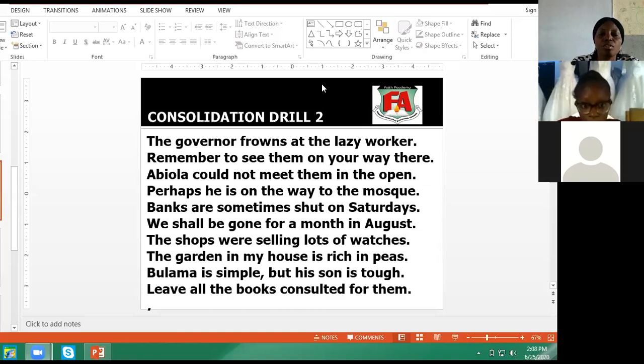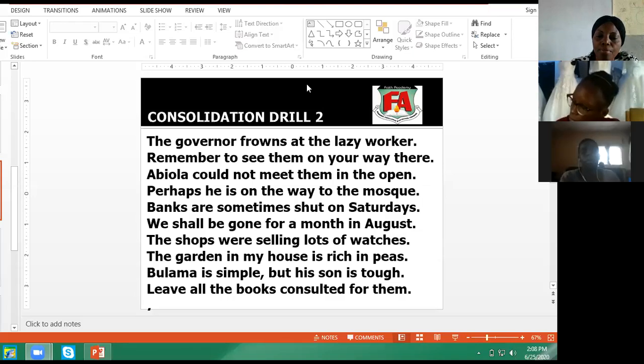Just copy it. You are going to practice with this. It's a practical class, but we can't do it now. It will be an assignment for you. Abiola could not meet them in the open. Perhaps he's on his way to the mosque. Banks are sometimes shut on Saturdays. We shall be gone for a month in August. So copy it out and practice with it on your own later in order to improve your typing skills.